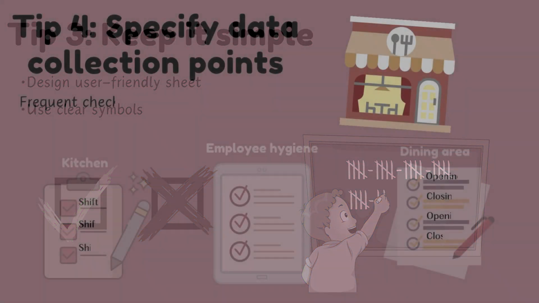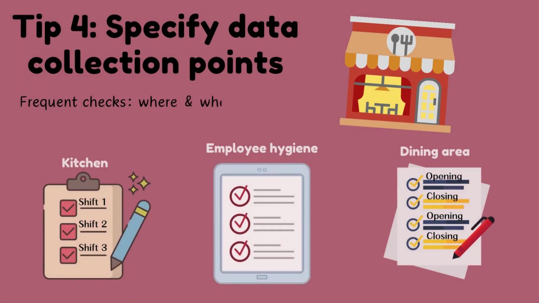Tip 4. Specify data collection point by clarifying where and when frequent checks occur. For example, in a restaurant setting, kitchen hygiene must undergo inspection after each shift. Employee hygiene should be assessed daily at the start of each shift. And the dining area requires daily inspection both before opening and after closing.